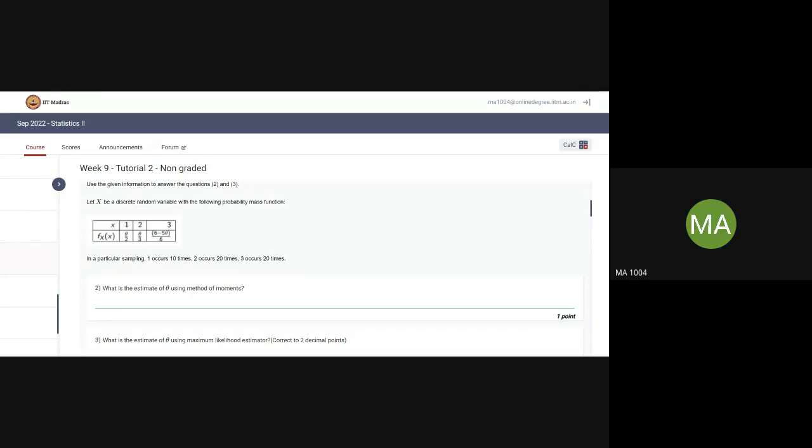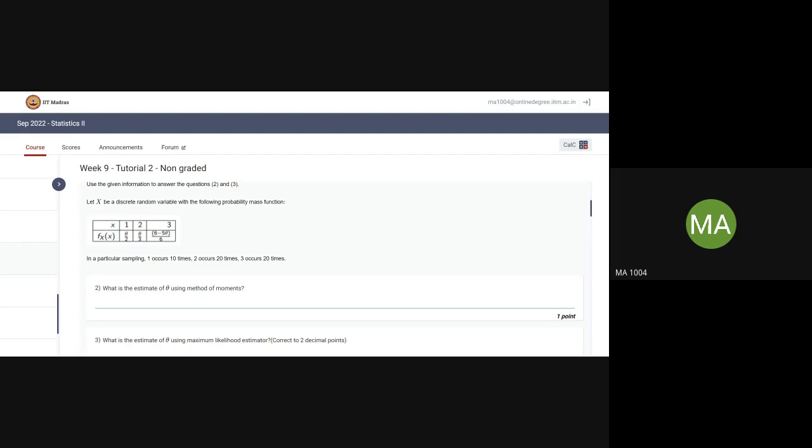I didn't understand. Can you repeat? Okay, see, the actual sample looks like 1 occurring 10 times, 2 occurring 20 times, and 3 occurring 20 times in any order, right, ma'am? So my point is, why do we not take 1 into theta by 2 ten times? We are taking only one time.